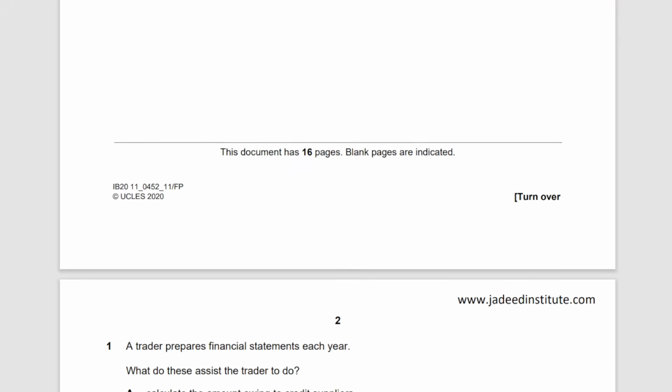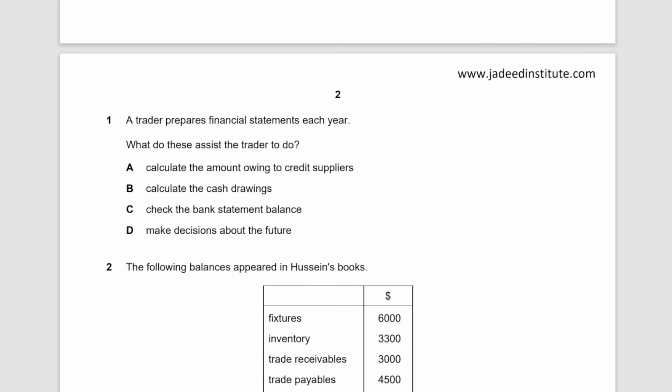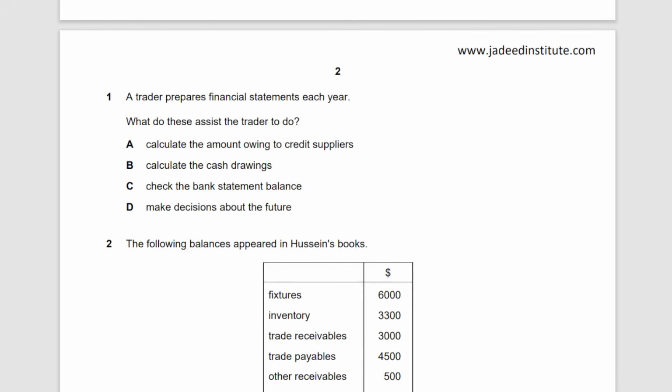All right, let's begin. A trader prepares financial statements each year. What do these assist the trader to do? Okay, a very simple question. Usually this is the first question. Calculate the amount owing to credit suppliers. No, that's such a specific thing. We don't need financial statements for that. For that we need trade payables control account, let's say, because that will tell us how much we owe our credit suppliers. Cash drawings, we don't need that.